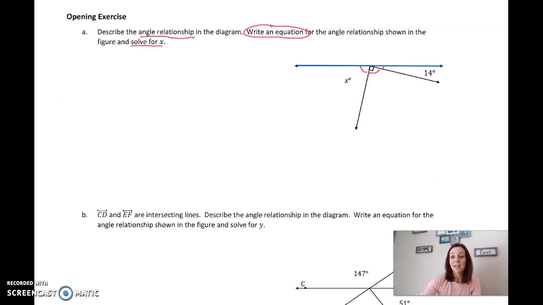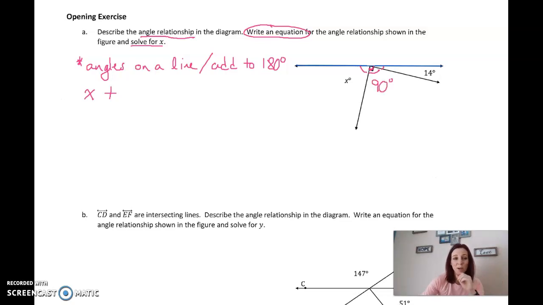And the degree measure of a straight line is 180 degrees. So for the angle relationship, we're just going to say angles on a line, or you can use the symbols. Angles on a line add to 180 degrees. That's the angle relationship we're going to use to solve this. So basically, we just add them all up. X degrees plus, please remember, when you see that little box in the corner, that means 90 degrees. So plus 90 degrees plus 14 degrees equals 180 degrees.